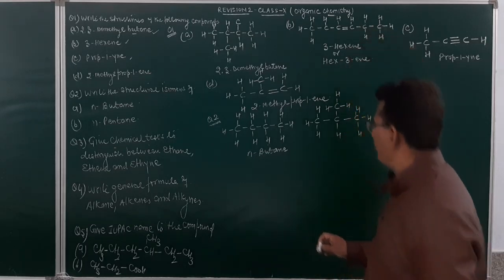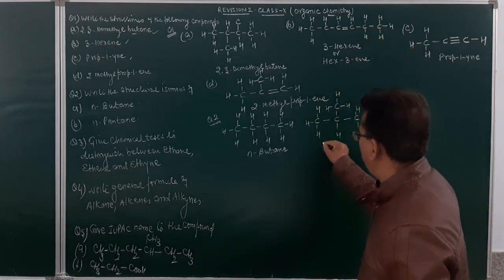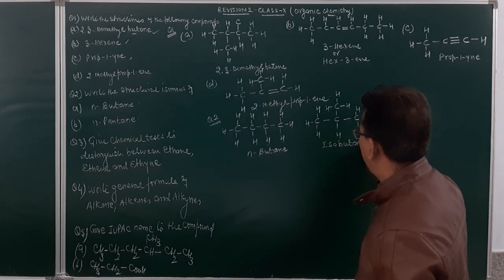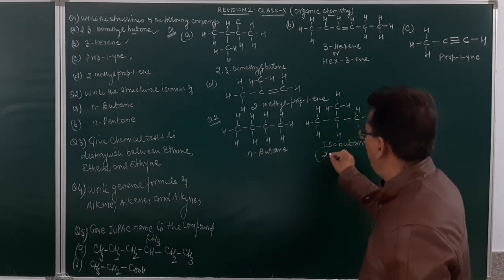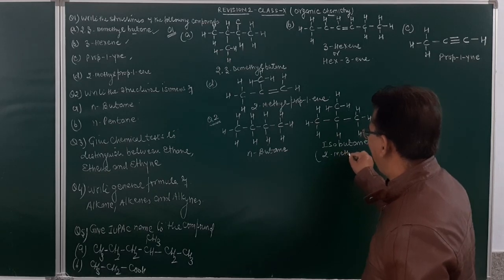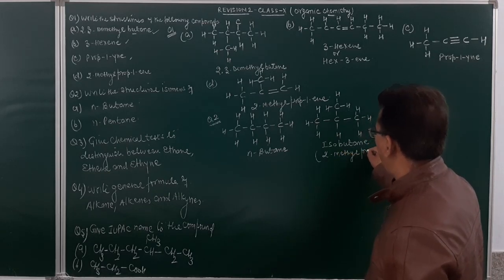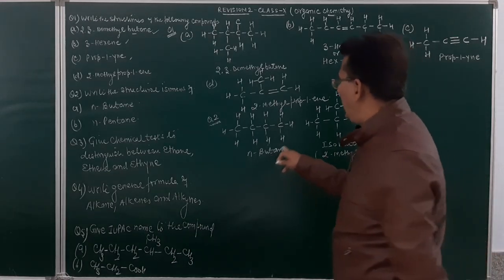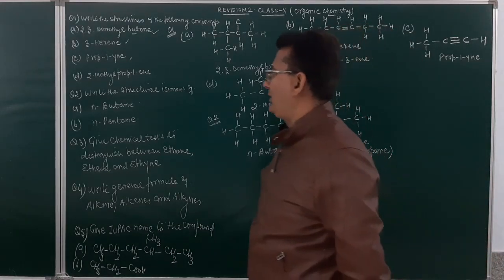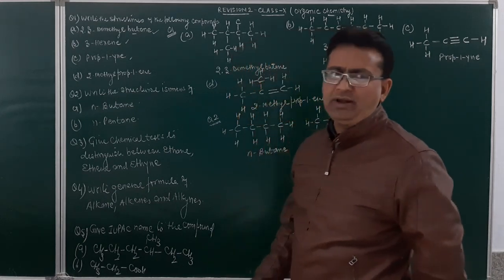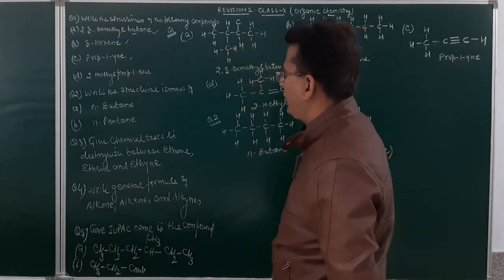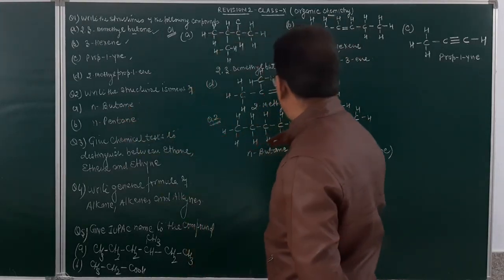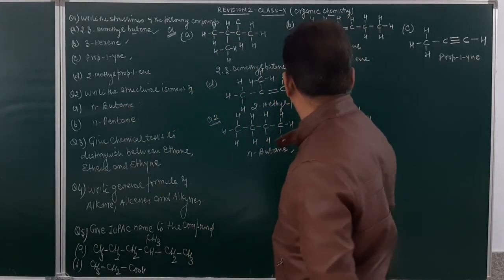So what name do we give to this one? The name of this group will be given as isobutane. Isobutane is 2-methyl propane. So isobutane, or we may call it as 2-methyl propane. These two are the structural isomers of each other. A very, very common question in the board examination. The question is, write the structural isomers of normal butane. So this will be normal butane and this will be isobutane.